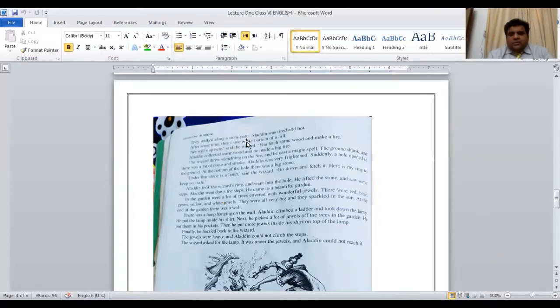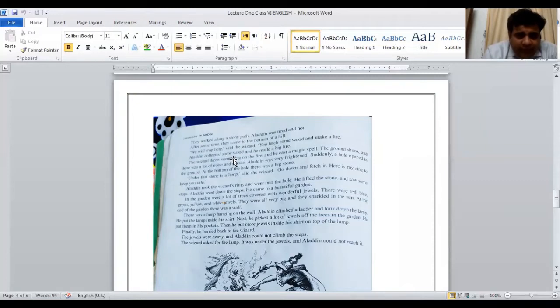Dear students, here stony means that the path or the road was made of stones, so it was a stony one. Aladdin was tired and hot. Aladdin became tired. After some time, they came to the bottom of a hill. They came to the bottom of a hill, means a hill was there, and they came to the bottom of that hill.